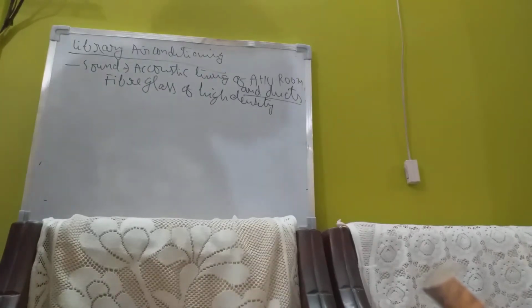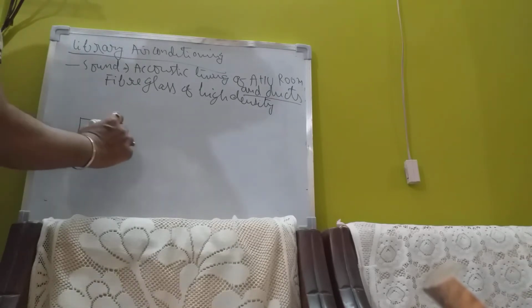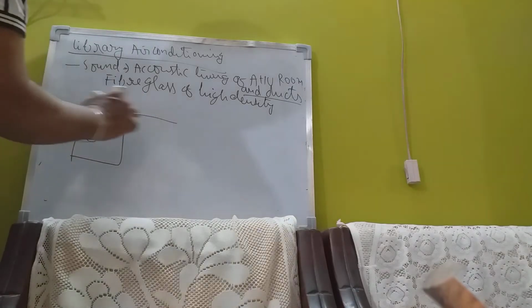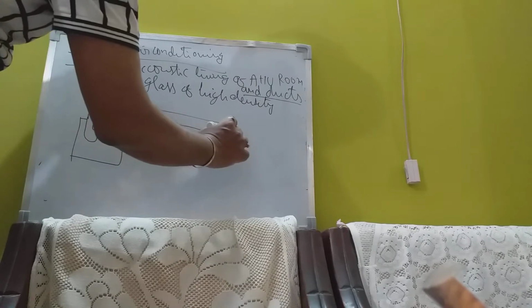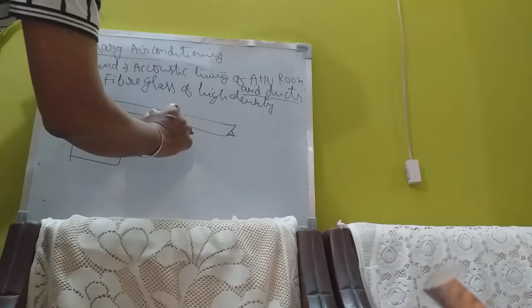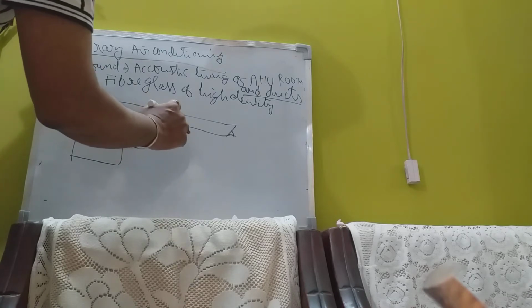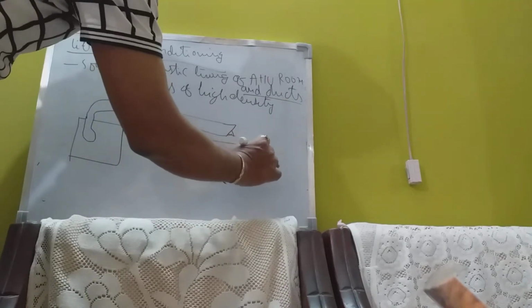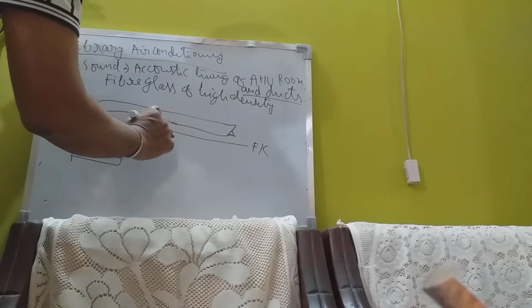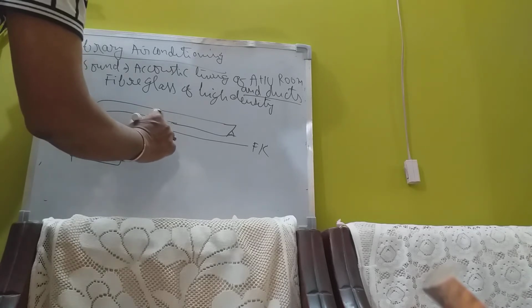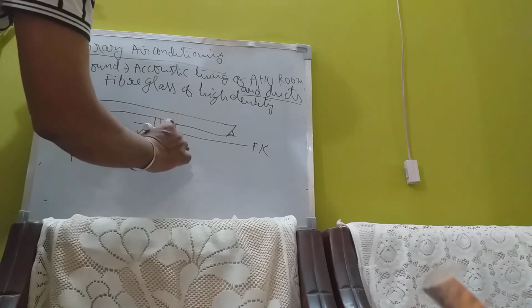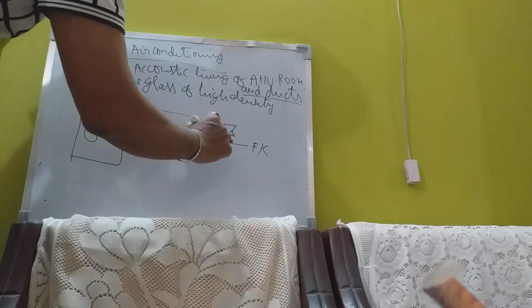Means in case of library building, the whole HU supply duct, for example, this is HU, this is the blower, and this is the supply duct. Here is the diffuser. This is false ceiling. Here are diffusers. You can see.